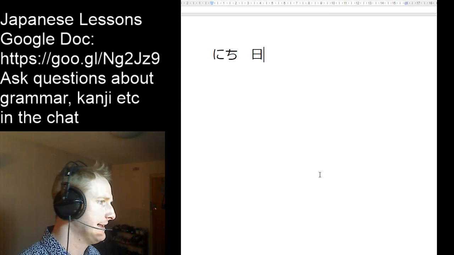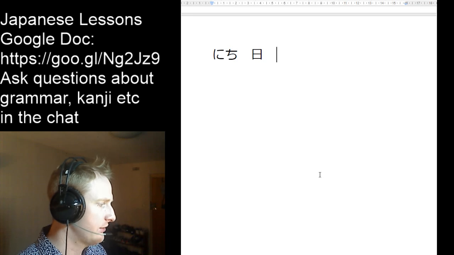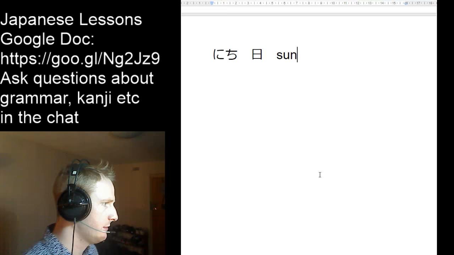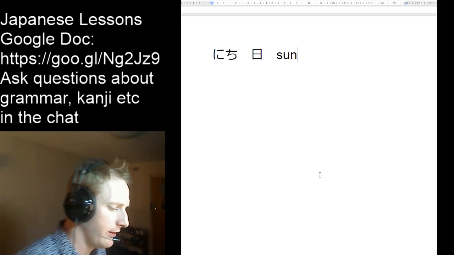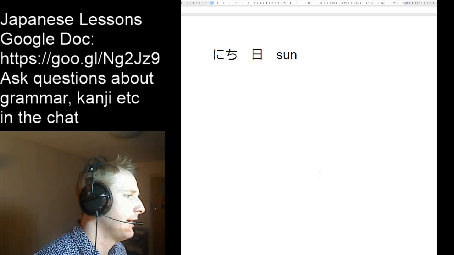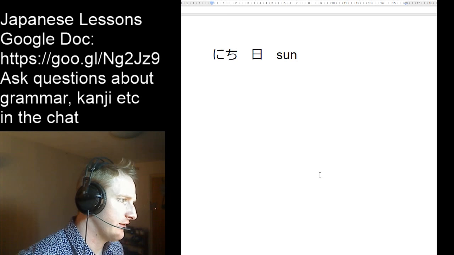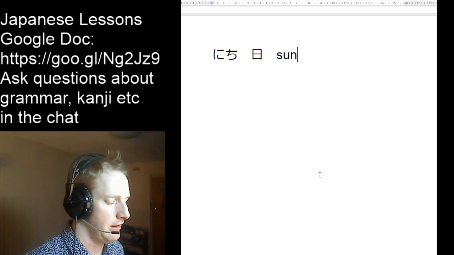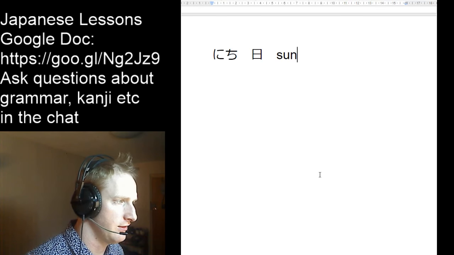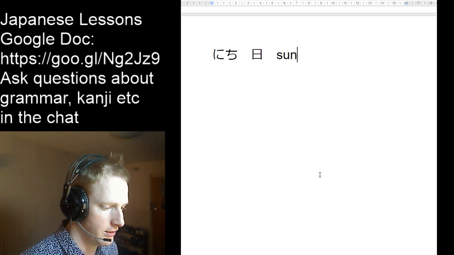So it's this character here, nichi. Now, this character actually means sun. Alright, that kind of makes sense. We have a day when the sun's out. Alright, nichi. But this character has some other readings. So we're going to see it's not always going to be read as nichi, which is where the problem comes in for a lot of people.